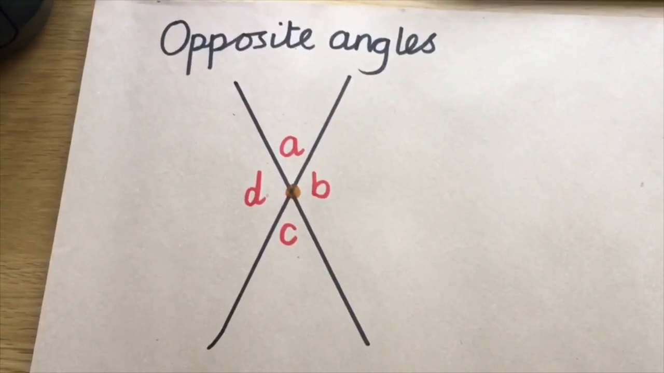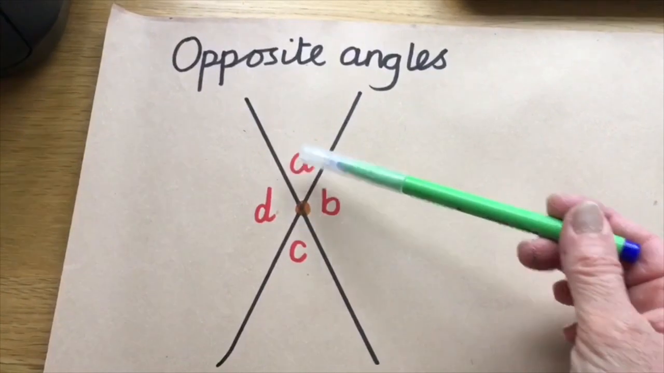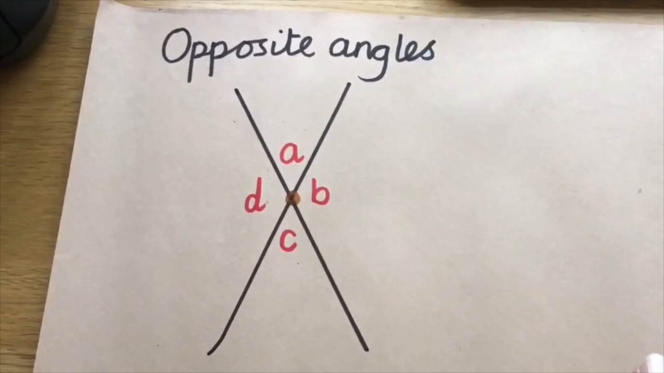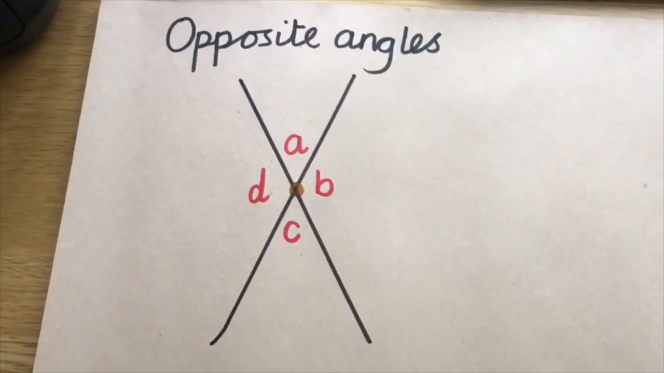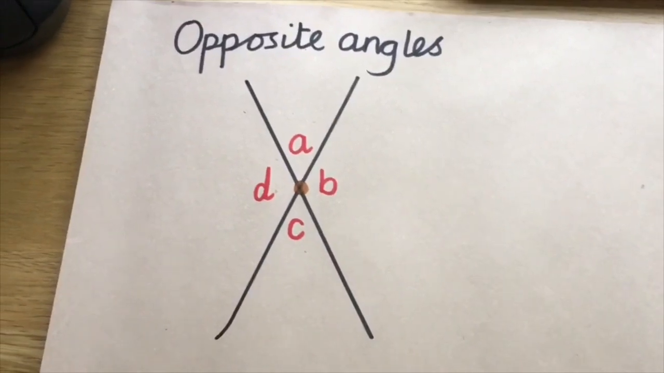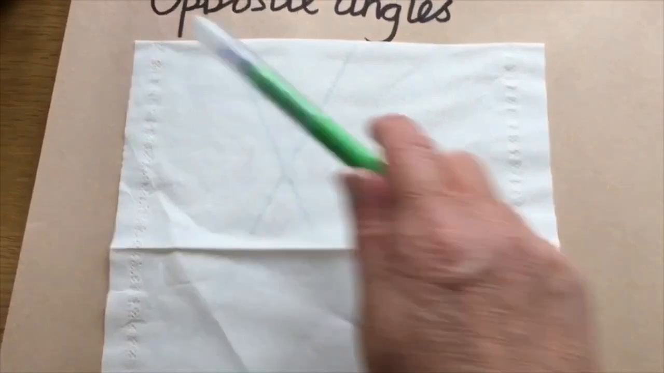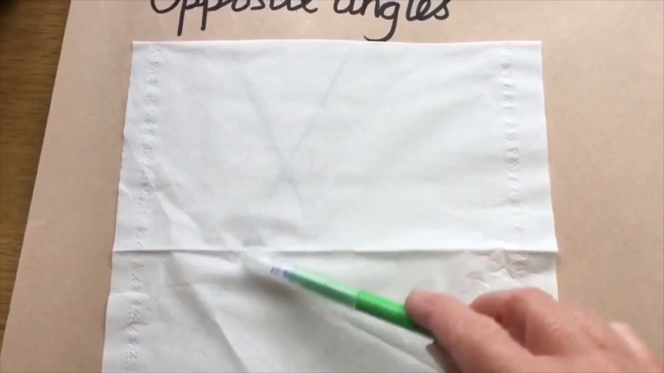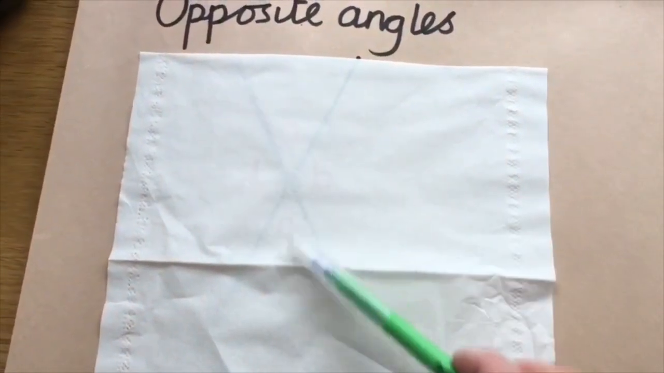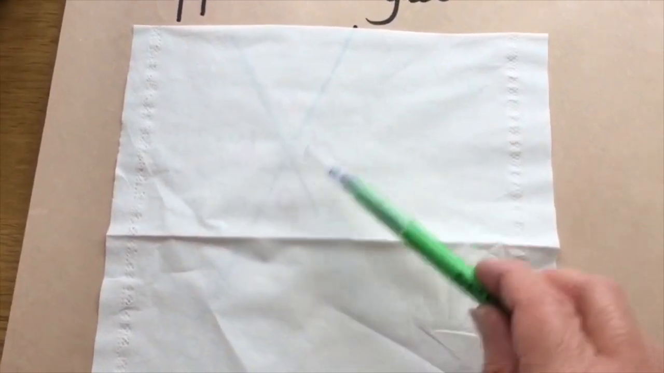Now I want to see what I can find out about the relationship between the angles. I don't have any tracing paper at home, so what I'm going to use is a tissue, because I can just about see, if I press it down, those angles underneath. So I'm going to draw them and cut them out and see what I can find out.